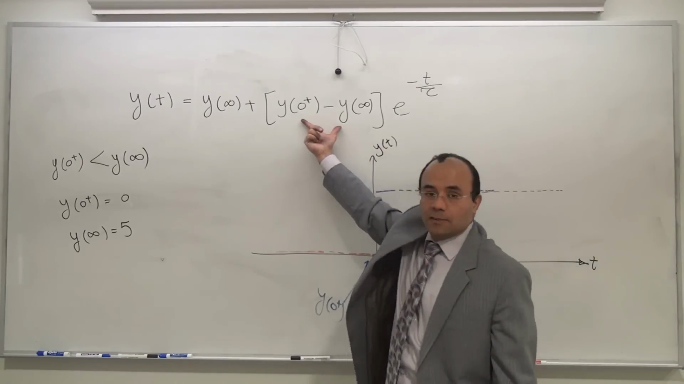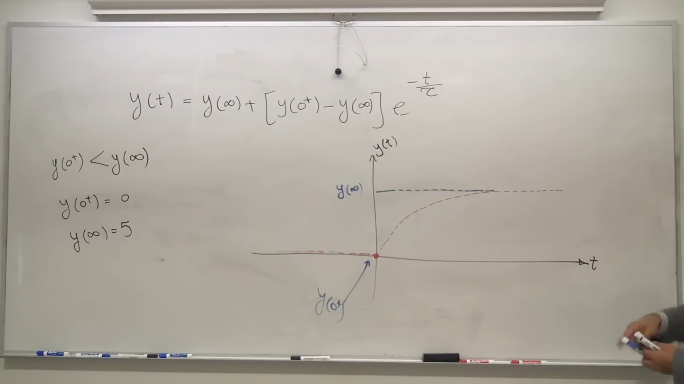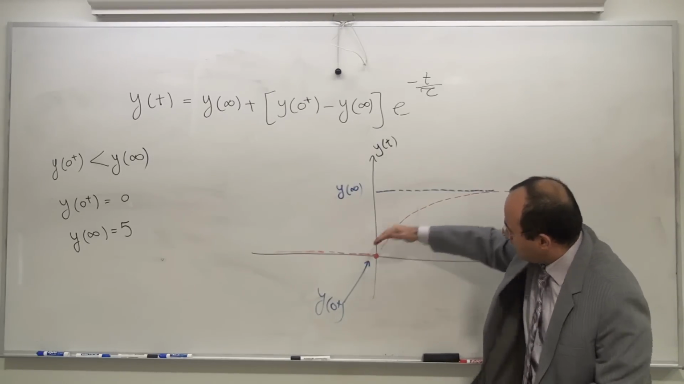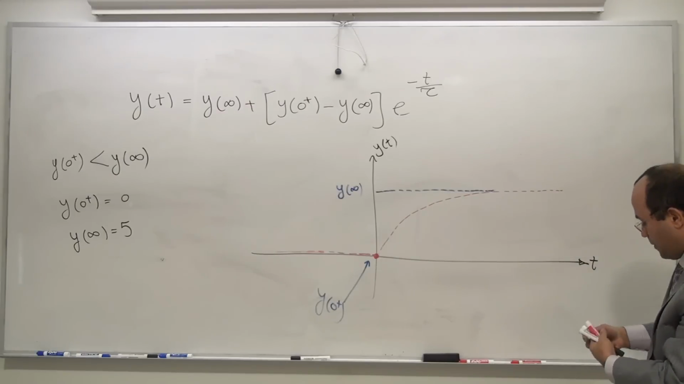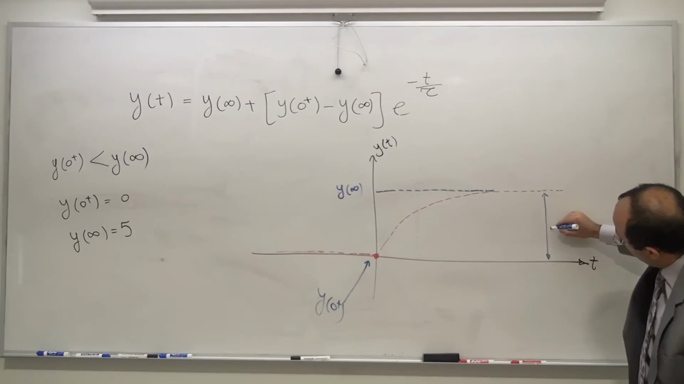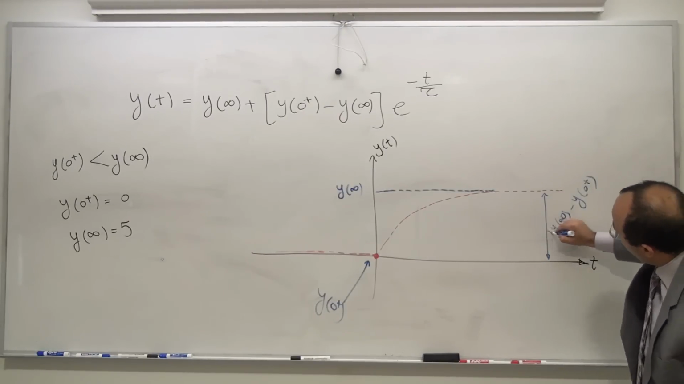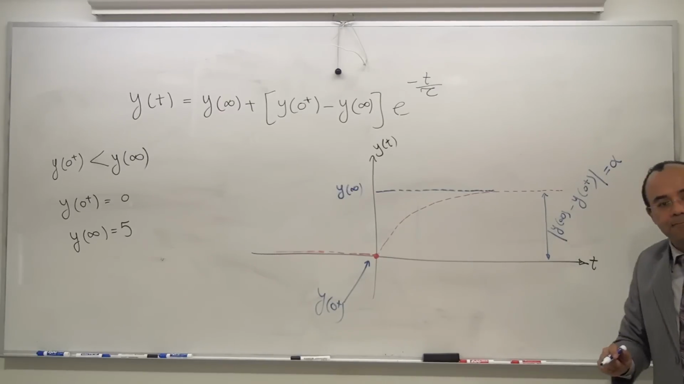What is this? This is the gap. This is the difference between y of infinity and y of 0 plus. In this case y of 0 plus is 0, but if y of 0 plus is here, still the gap would be applicable to this line. So I need you to find me the gap. So I'm going to go and use the blue. This gap is going to be y of infinity minus y of 0 plus, or vice versa. But I'm just going to put in basically an absolute value, and I'm going to call this alpha. Just the gap. Okay?